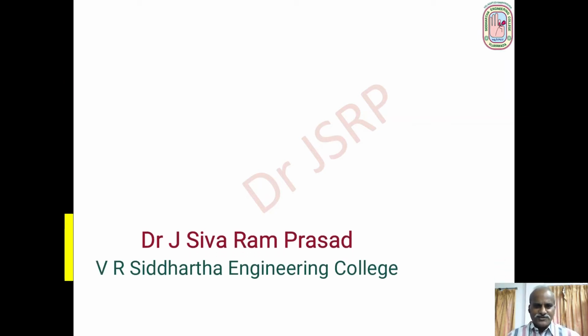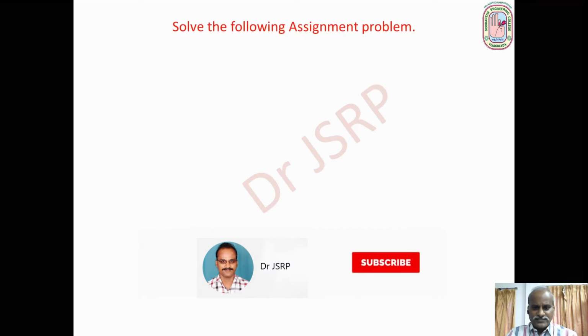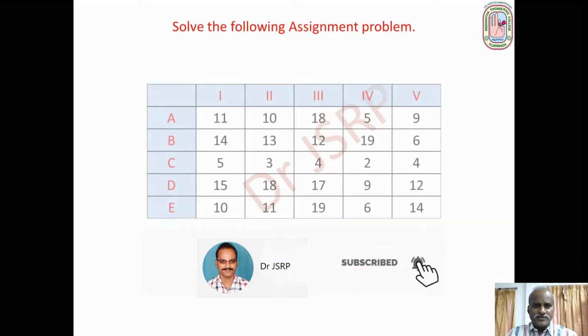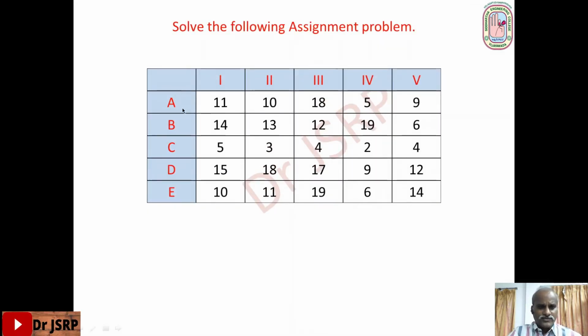In this lecture, I am going to explain how to solve an assignment problem. So consider this problem. Solve the following assignment problem. So here we have, for example, 5 jobs and 5 persons to perform all these jobs. And these are the performing costs corresponding to each job versus each person.